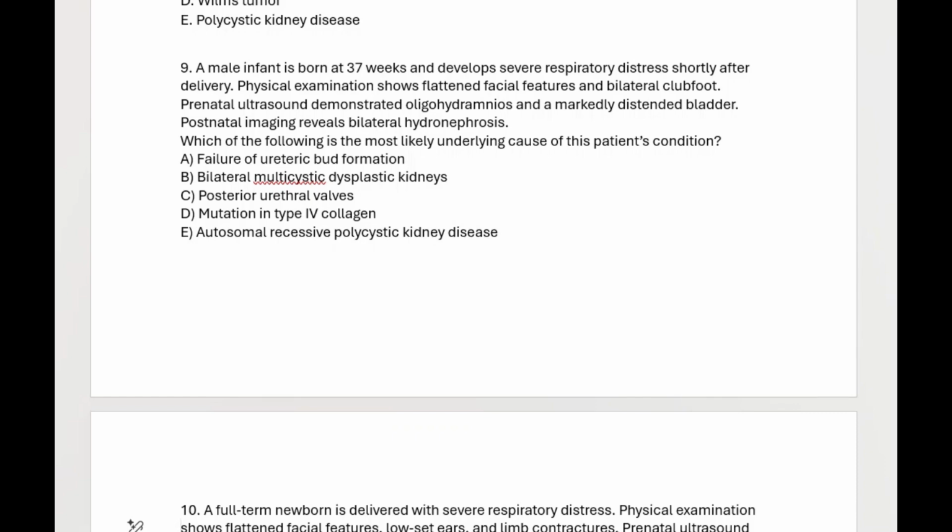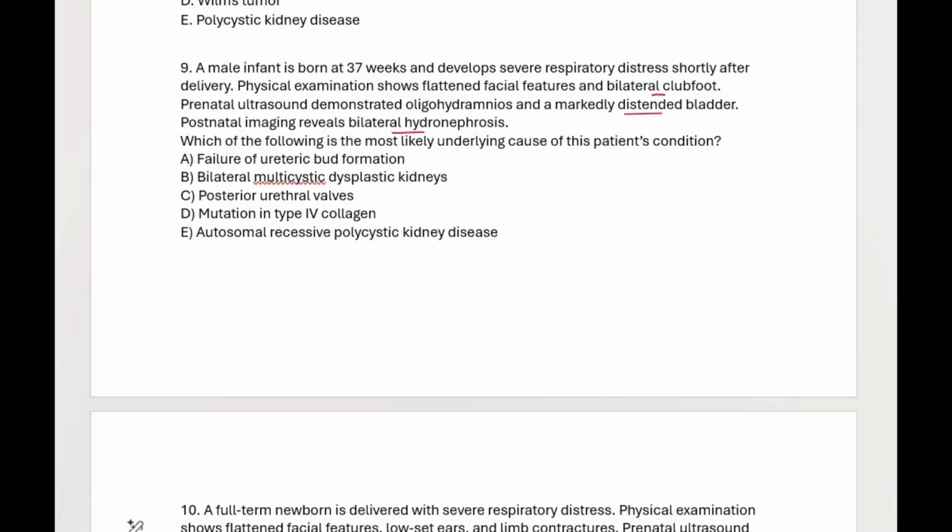Next question. A male infant is born at 37 weeks and develops severe respiratory distress shortly after delivery. Physical examination shows flattened facial features and bilateral club foot. Prenatal ultrasound demonstrated oligohydramnios and a markedly distended bladder. Postnatal imaging reveals bilateral hydronephrosis. Which of the following is the most likely underlying cause of this patient's condition?